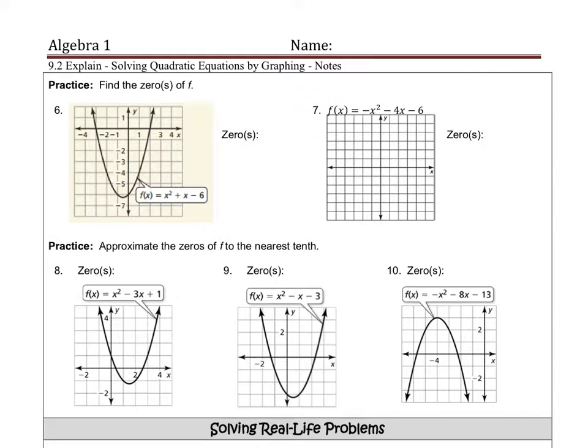Okay, welcome back to part 2 of the video. On number 6, they've already shown you the graph and are just asking you for the zeros. So all you're going to have to do is look on the graph and write down the 2 zeros.